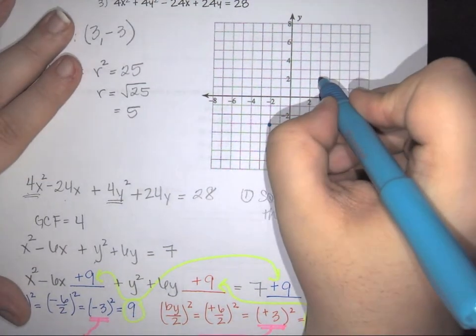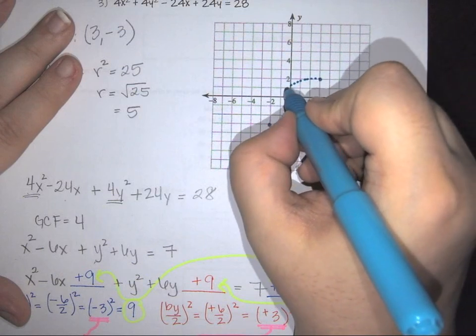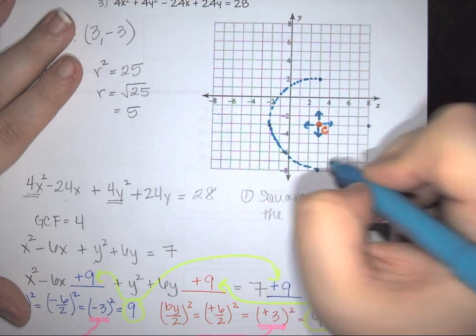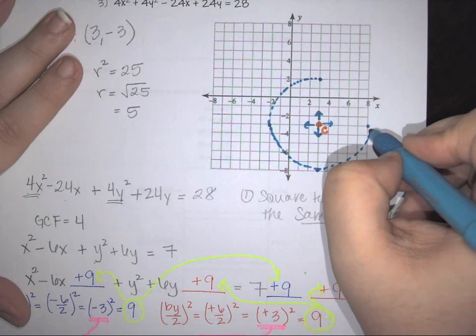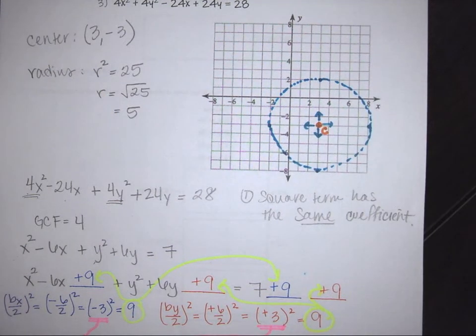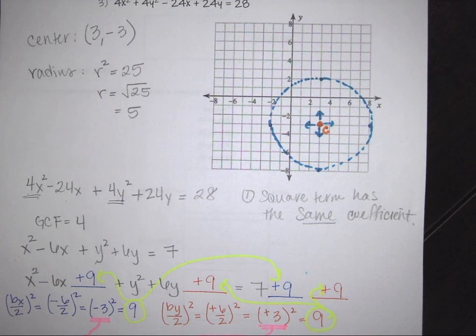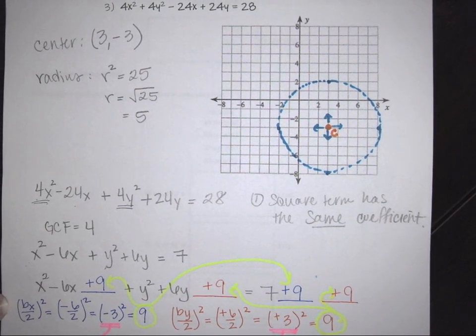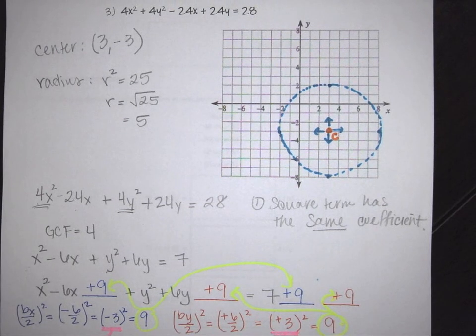And then the last thing I'm going to do is work at connecting my dots as best as possible. So notice my edges are rounded, they are not straight. We are drawing circles, we're not drawing diamonds. So that is everything that you need to know about finding the equations of circles and graphing your circles.